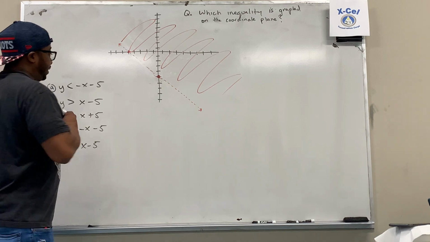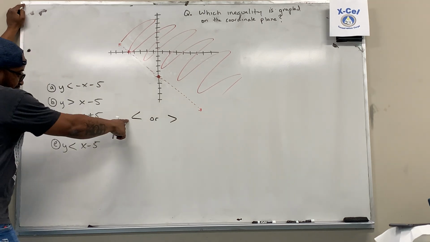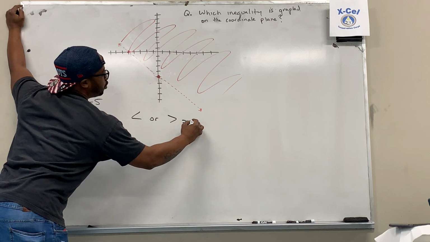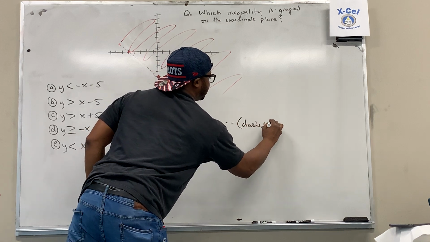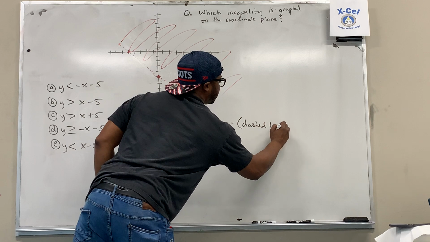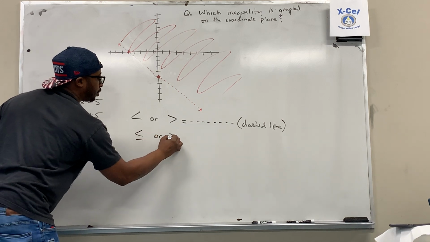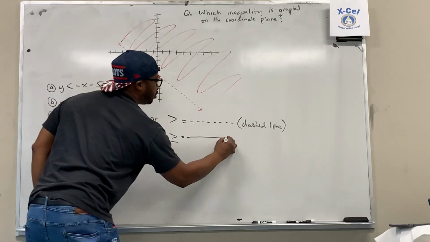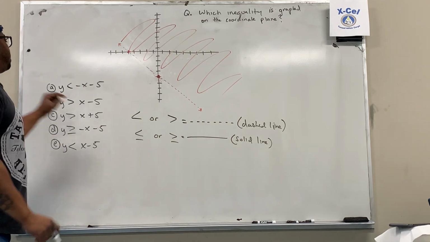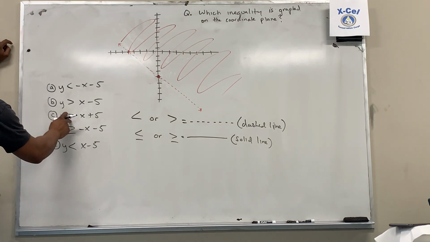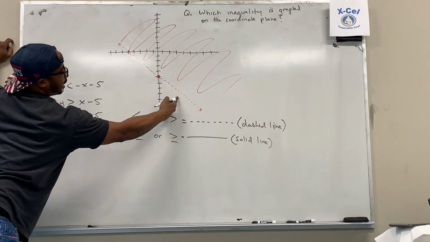First thing you always want to write is, if you have these signs, which is less than or greater than, you are going to have a dashed line. This means a dashed line. Now, if you have the less than or equal to, or greater than or equal to, this is going to be a solid line. So you see how these have these first signs. These mean that they're going to be a dashed line. But if you see one of these, that means the line is going to be solid without these little dashes.